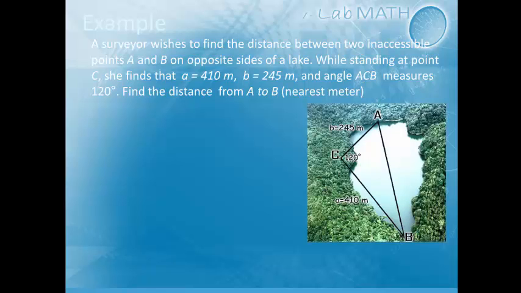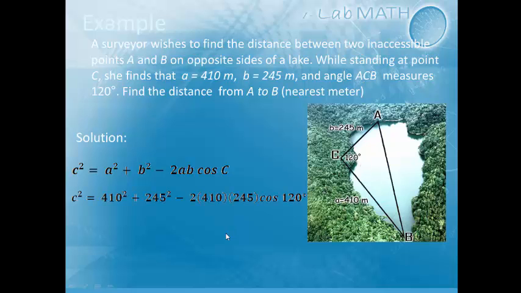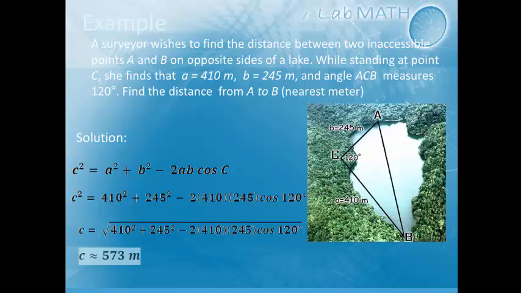There is a figure, and we're able to label that. So we will be looking for the distance from A to B, and that is actually side C. That is the side opposite angle C. Using that cosine law and substituting the values, there you go. So that side is approximately 573 meters.